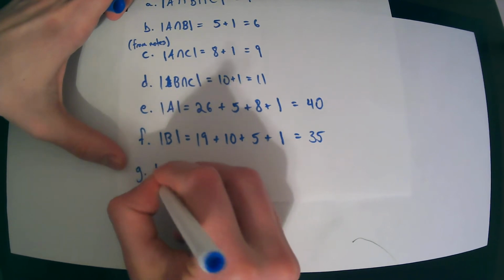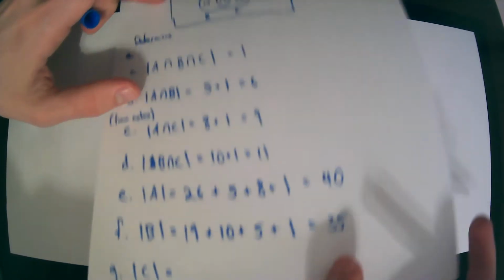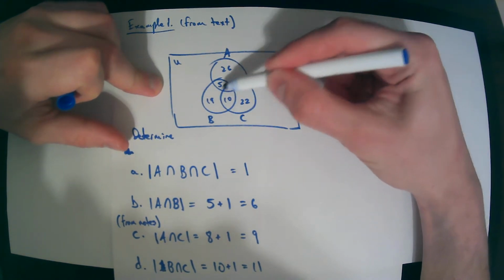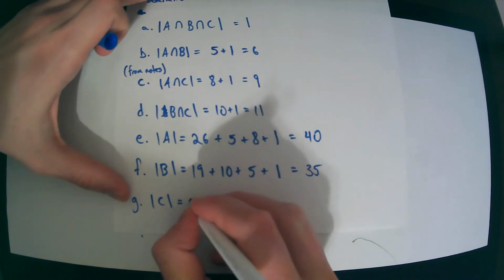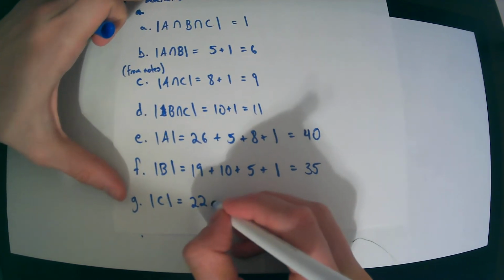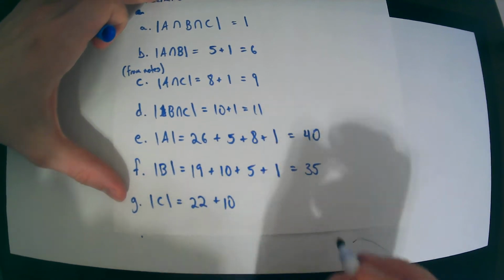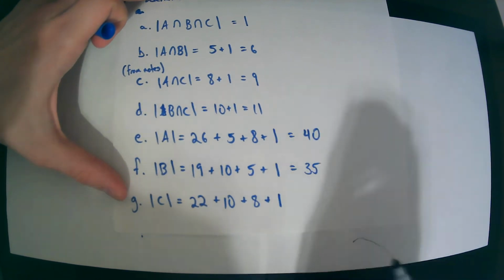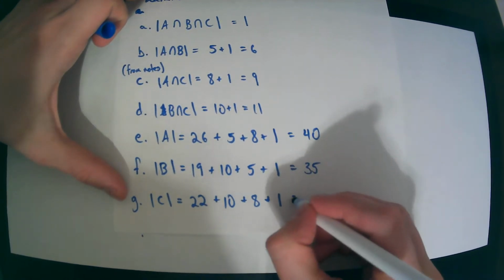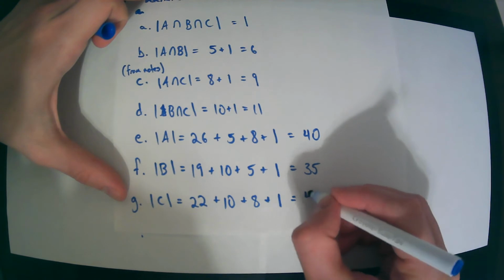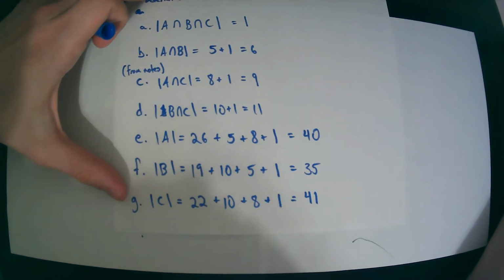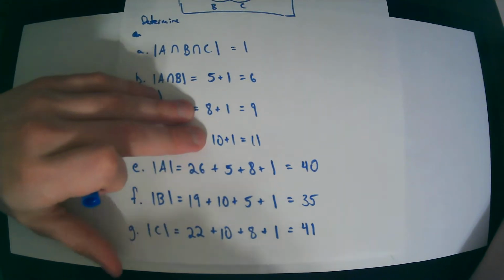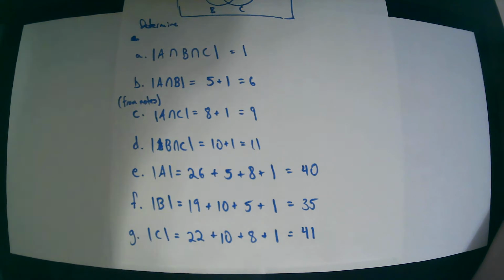And then G, the cardinal number of the set C. So looking at C, there are 4 numbers in this C circle here. So I'm going to say 22, that's the stuff that's only in C. Then we've got the 10, the stuff that's in B and C, plus the 8, the stuff that's in A and C, and plus the 1, the stuff that's in A, B, and C. Adding them all up to get the total number of elements that are in C. Alright. Cool.